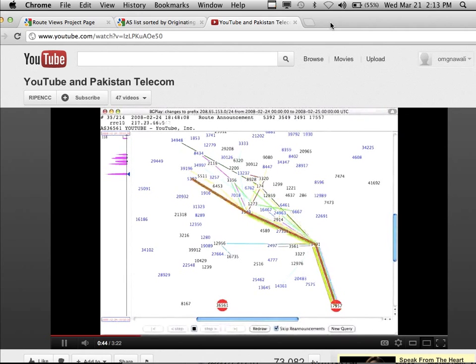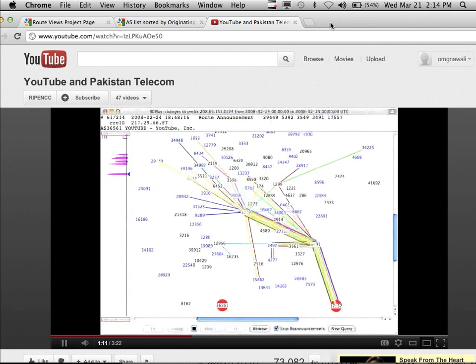On February 24th, at 18:47 UTC, Pakistan Telecom started to originate a /24 covering address space assigned to YouTube. We can see that this route spread rapidly in the part of the internet observed by the RIPE NCC Routing Information Service. Within roughly a minute, the route is visible at most of the autonomous systems shown in this animation, and traffic starts to flow towards Pakistan.